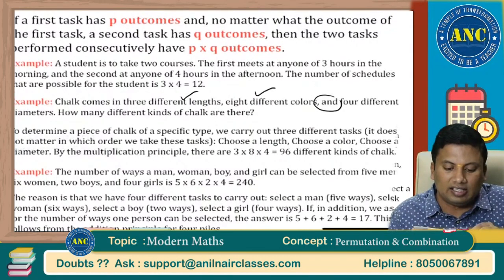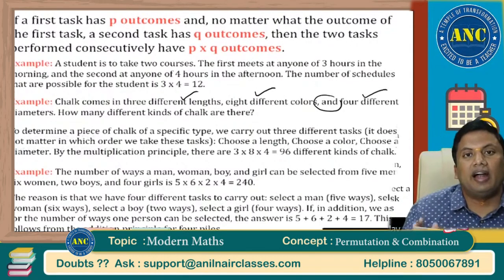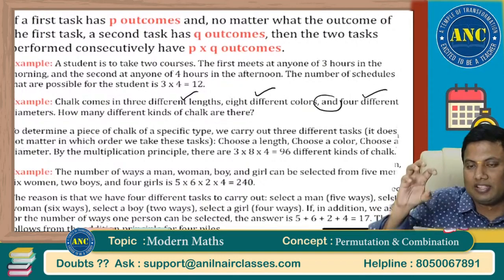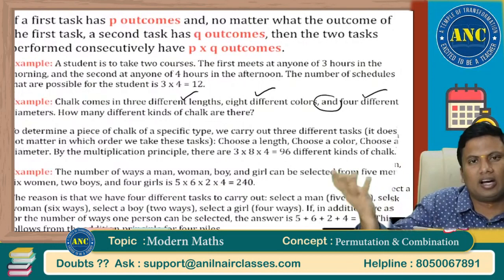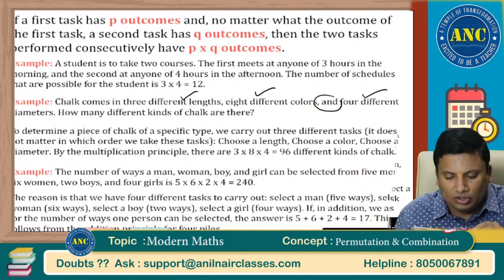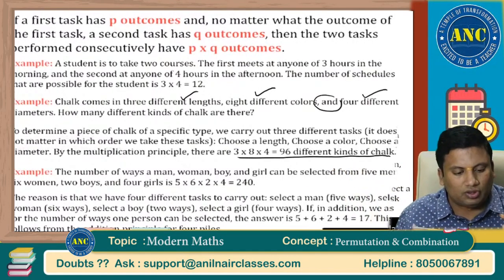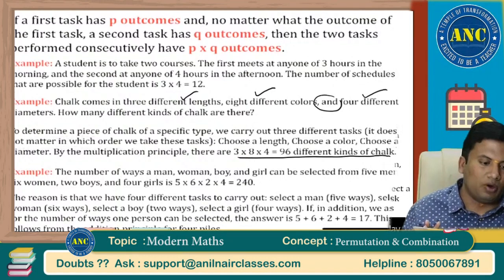This is there, and it is there, and it is one after the other. First is color, next is length, next is diameter, or you can take any combination. So 3 into 8 into 4. I hope it is clear.